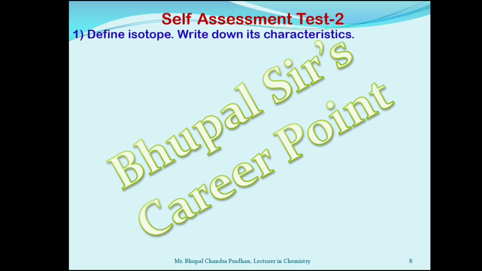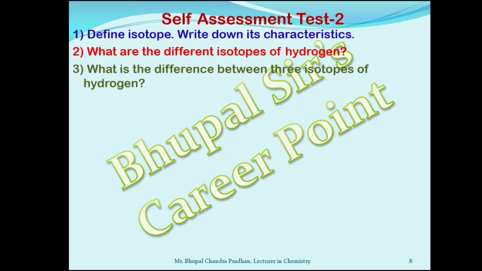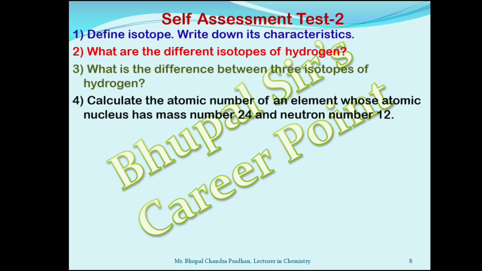Now, self-assessment 2. Define isotope. Write down its characteristics. What are the different isotopes of hydrogen? What is the difference between the 3 isotopes of hydrogen? Calculate the atomic number of the element whose atomic nucleus has mass number 24 and neutron number 12.